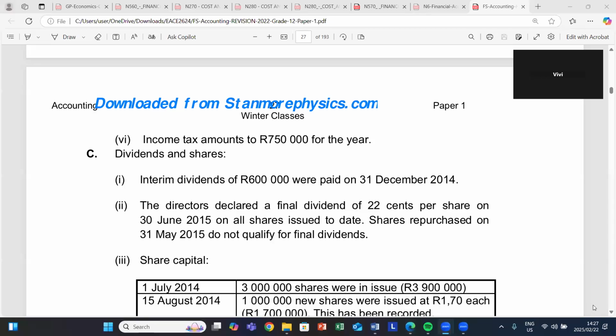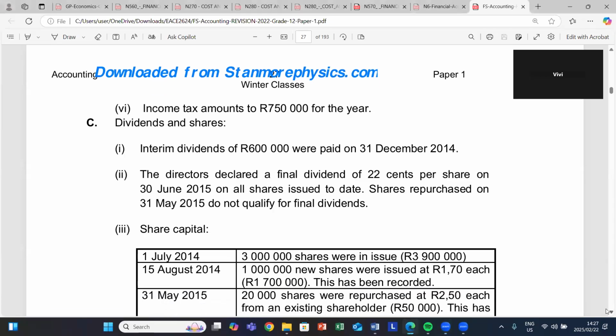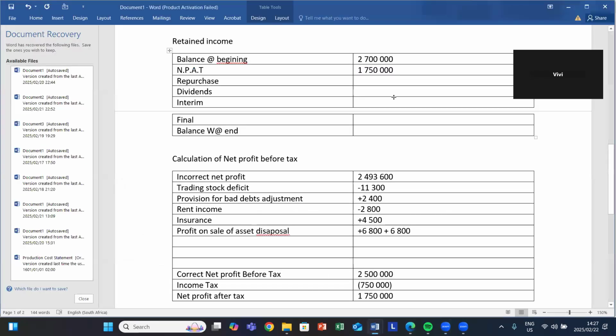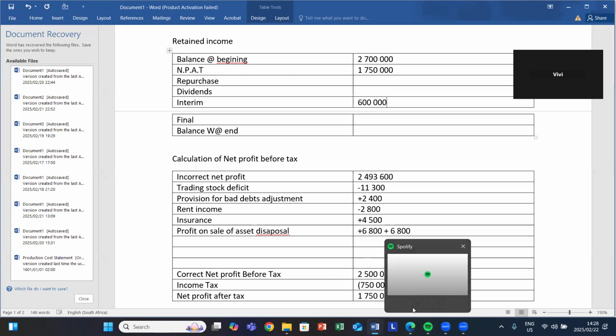Okay, at the moment, let's do our retained income. So let us check our C. Let us see Roman figure number one. They said dividends and shares, and then they say that our interim dividends of 600,000 rand were paid on the 31st of December. So they provided us with our interim dividends amount. Let's go record it. Our interim dividends amount to 600,000. They provided us with a figure there. No need to calculate it.